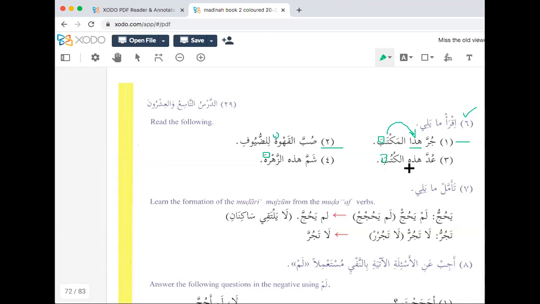So هذه, what's the i'rab of هذه? Yeah, هذه is مفعول به, as the sister said in the chat. عد هذه, count these. Count these what? هذه الكتب. الكتب, this is badal from هذه. So it's mansoob because هذه is mansoob, وفي محل نصب. How about this? Smell this flower. شم هذه الزهرة. الزهرة. Why is it مفعول به? I mean, why is it fatha?